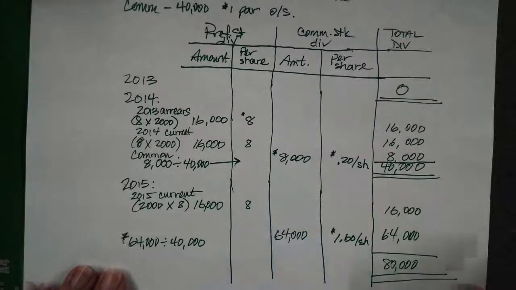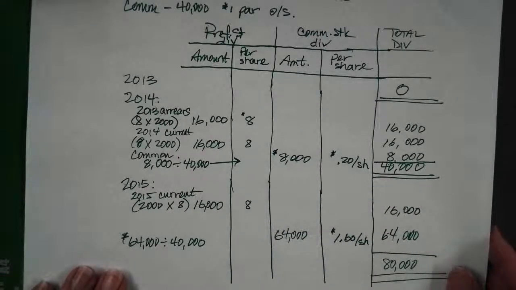Okay? So that's how that works when you have preferred shares and common shares. Okay, the next problem that I would like to do is I would like to talk about stock dividends. Now, stock dividends are an interesting beast for us. We don't issue any cash. We just issue stock. Okay?